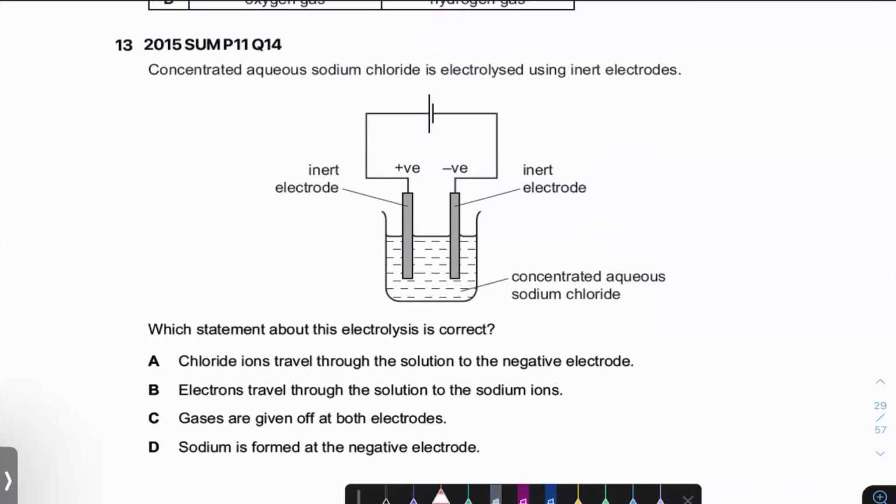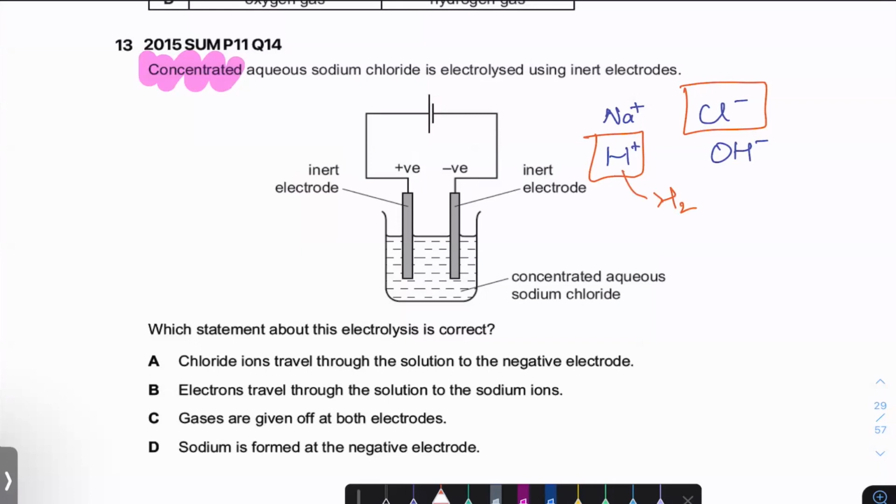Concentrated aqueous sodium chloride is electrolyzed. The key word here is concentrated. Which statement about this electrolysis is correct? So what is happening here? You have sodium ion, chloride ion, hydrogen ion, and hydroxide ion. This and this will be discharged. This will give us hydrogen gas, this will give us chlorine gas, and sodium hydroxide will be left behind.